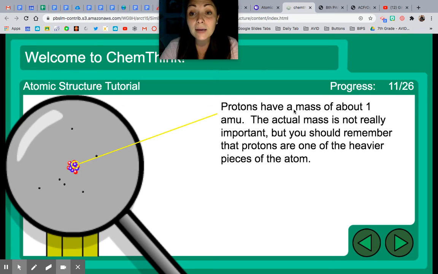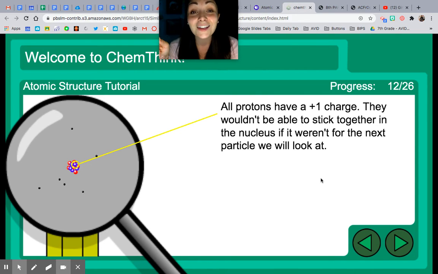So protons have a mass of about 1 atomic mass unit. So the actual mass is not really important, but you should remember that protons are one of the heavier pieces of the atom. So protons, and this is going to come in handy in Thursday's lesson, protons have an equal mass to one of the other particles. And then the third particle is very, very light. So all protons have a positive 1 charge.